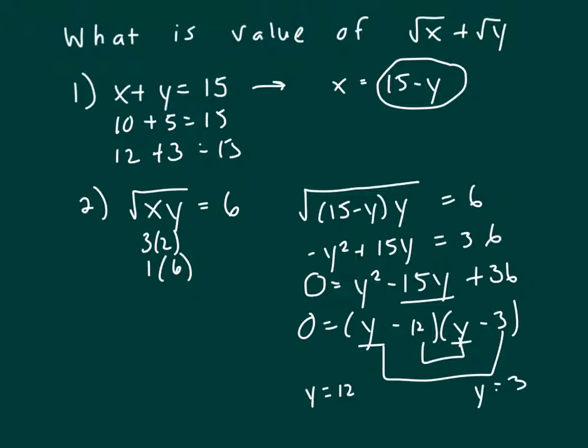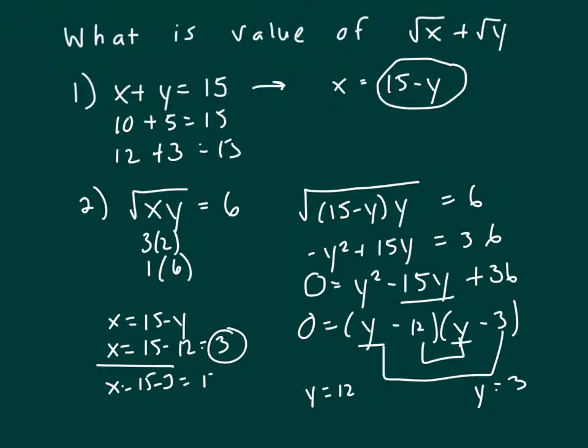So let's see, does that answer the question? So if y is 12, we know that x equals 15 minus y. If y is 12, that's x equals 15 minus 12, which is 3. So we've got a 15, we've got a 12 and a 3. Now, if y equals 3, we've got x equals 15 minus 3, which is 12. So now we have a 12 and a 3.